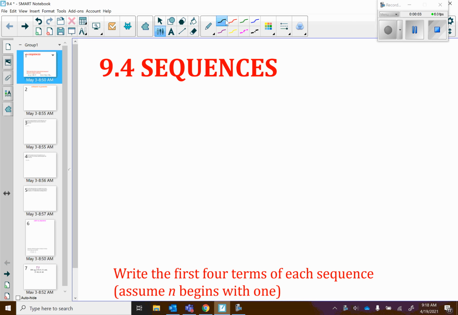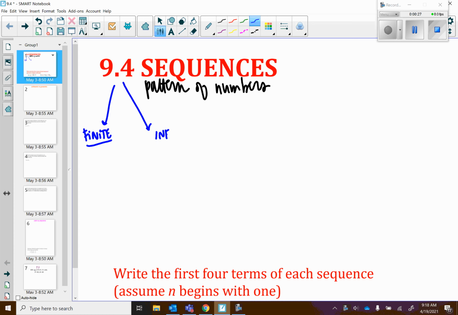Hi Pre-Calc, let's look at section 9.4 sequences. So a sequence is a pattern of numbers. And there are lots of different types of sequences. We're going to be kind of unpacking some of those. There are finite sequences and infinite. I imagine you could guess what the difference is. A finite sequence has a set number of terms, while an infinite sequence would be never ending.